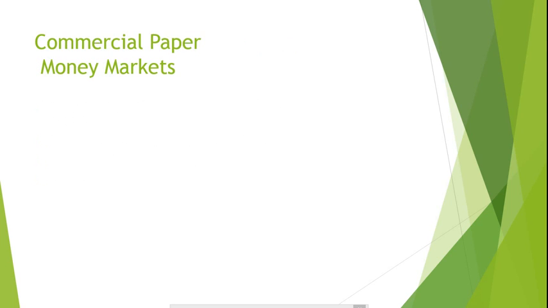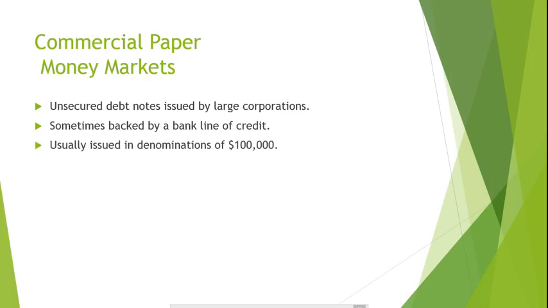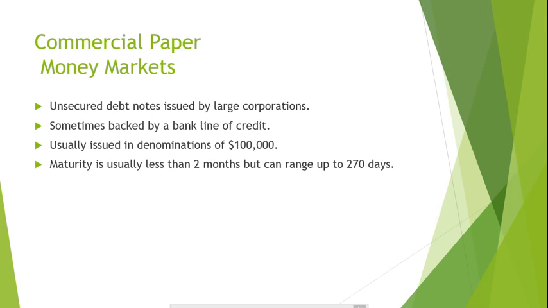Commercial paper, sometimes referred to as CP, are unsecured debt notes issued by large, well-known corporations directly to the public. Commercial paper is sometimes backed by a bank line of credit, giving the borrower access to funds to pay off the commercial paper at the time of maturity. Commercial paper is usually issued in denominations multiples of $100,000 with maturities of less than 2 months. However, the maturities can range up to 270 days. Longer maturities are required by the SEC, so they're rarely ever used.